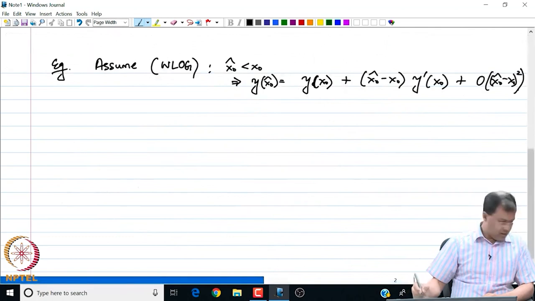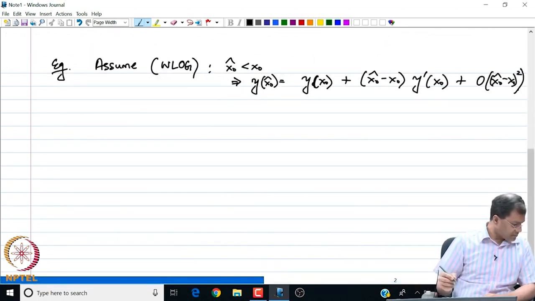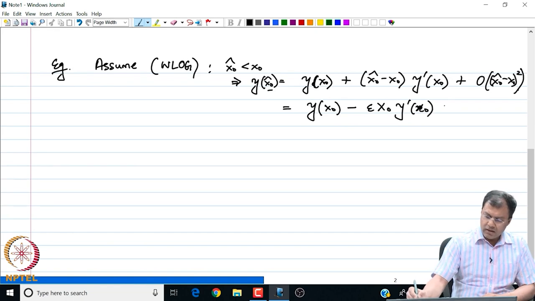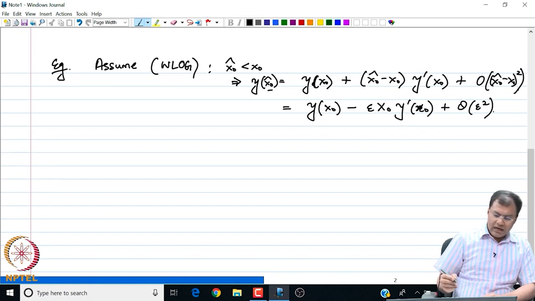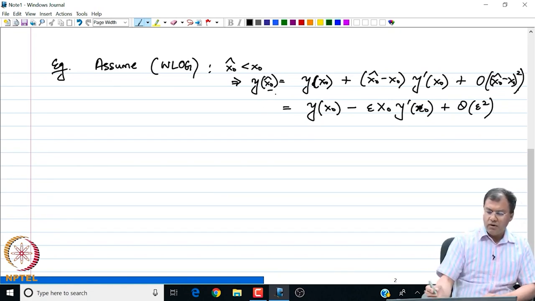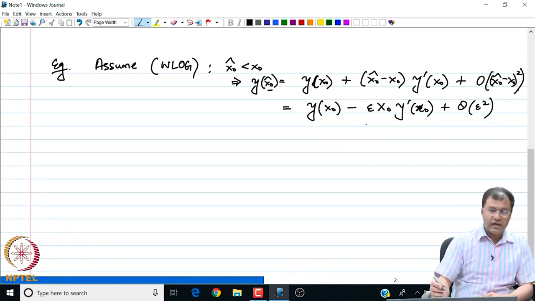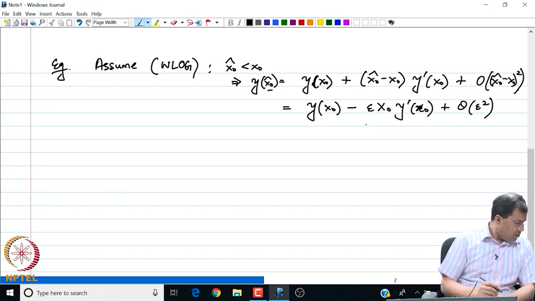So, if that be the case, I can rewrite my function y of x naught hat to be y of x naught minus epsilon X naught times y prime at x naught plus order epsilon squared. So, I can always rewrite my y at the perturbed value in terms of y at the original value of x in the original interval.